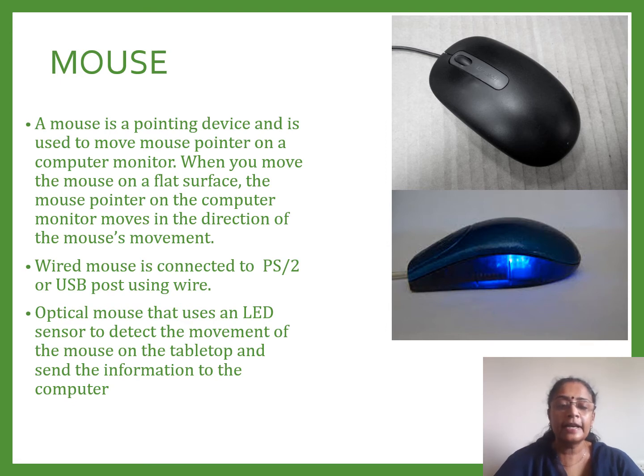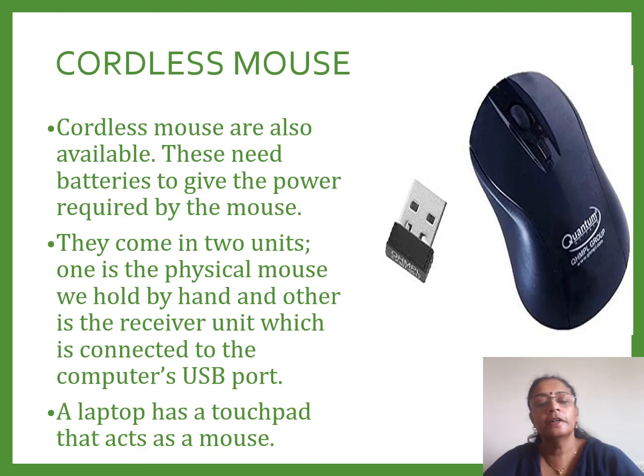Now nowadays, the same way as the keyboard, there are two types of mouses available these days. Wired mouses which are connected to the PS2 or a USB port using a wire, or another one is an optical mouse which uses an LED sensor to detect the movement on a tabletop or any other surface and sends the information. So you have got the wired mouses as well as the wireless mouses available these days. Now let us understand more about a cordless mouse or a wireless mouse. In a cordless or a wireless mouse, there is a battery. They need batteries to give power to the mouse.